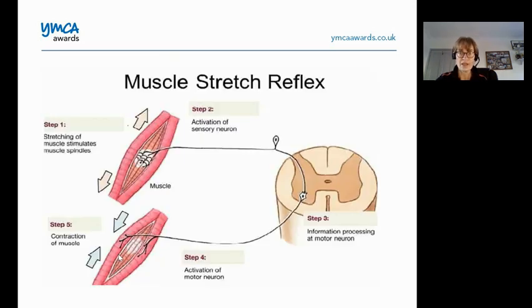Again, here's just another image, a larger image of the muscle stretch reflex that we've already gone through, but worth spending time looking at. You can actually see the spindle fibers on the image where those muscle fiber spindles are stretched, activation of the neuron, processing, and then we get the firing of the muscles and the contraction happening.